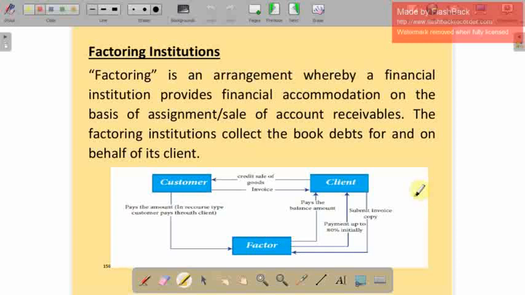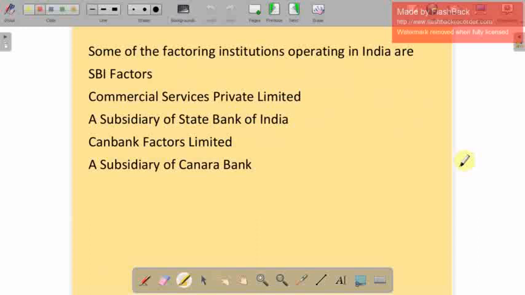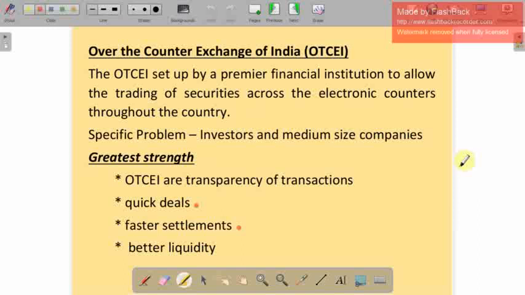Factoring is used to collect the book debts of the particular client. Book debts means the money is collected from the debtor. Some of the factoring institutions operating in India are SBI Factors and Commercial Services Private Limited, a subsidiary of State Bank of India; Can Bank Factors Limited, a subsidiary of Canara Bank; and the Over the Counter Exchange of India, OTCEI.